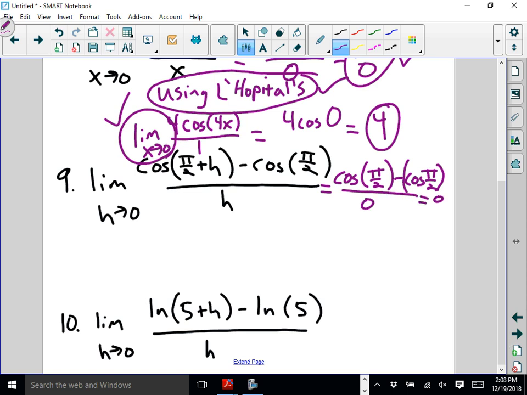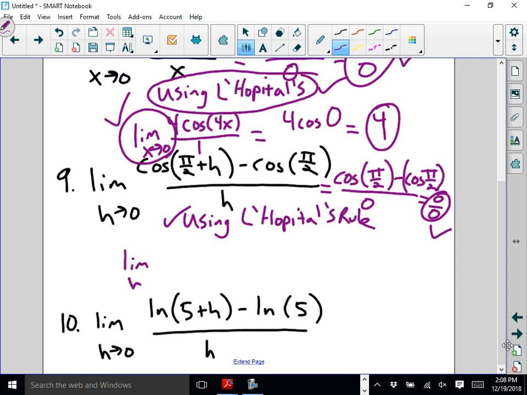Check. I can use L'Hopital's, so I'm going to say that I am. Using L'Hopital's. Check. I made sure to remember to say that. Limit h goes to 0. Now I'm going to do the derivative.